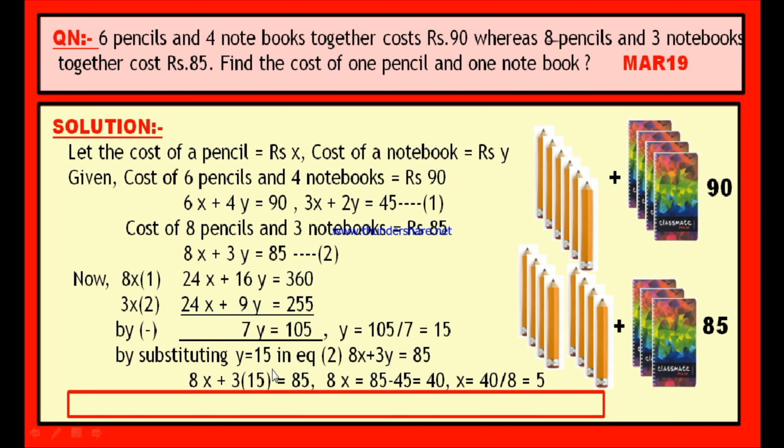By substituting y is equal to 15 in equation 2, 8x plus 3y is equal to 85. Substitute here y is equal to 15. Then 8x plus 3 into 15 is 85. 8x is equal to 85 minus 45, 3 15s are 45 taken to the other side. 85 minus 45 is 40. 8x is equal to 40 and x is equal to 40 divided by 8, which is equal to 5.